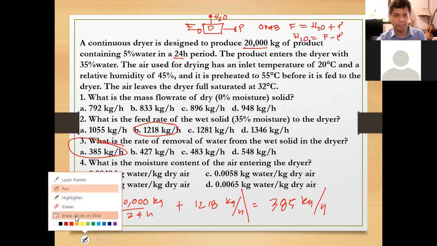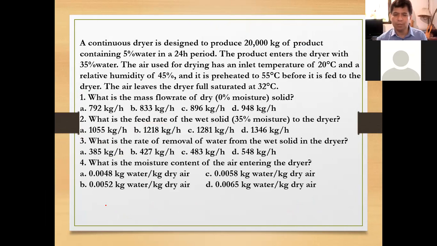Like the next one. What is the moisture content of the air entering the dryer? If you look at the choices, the unit is kilogram water per kilogram dry air. So what is this? What quantity has the unit kilogram water per kilogram dry air? What do you call that? Rate of humidity, sir. Humidity, yes. That's humidity. So humidity is what we're looking for.